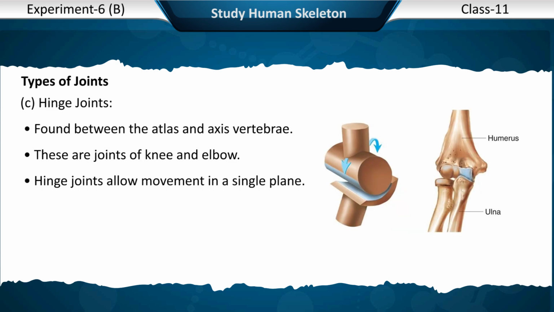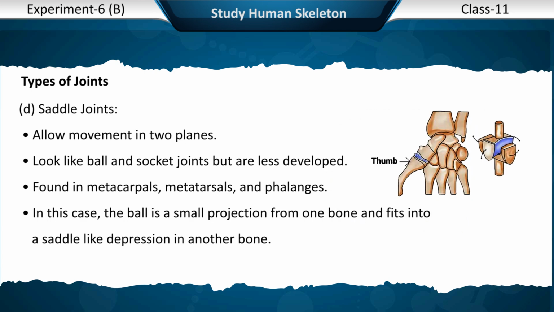C. Hinge joints. Found between the atlas and axis vertebrae. These are joints of knee and elbow. Hinge joints allow movement in a single plane. D. Saddle joints allow movement in two planes. They look like ball and socket joints but are less developed. Found in metacarpals, metatarsals, and phalanges.